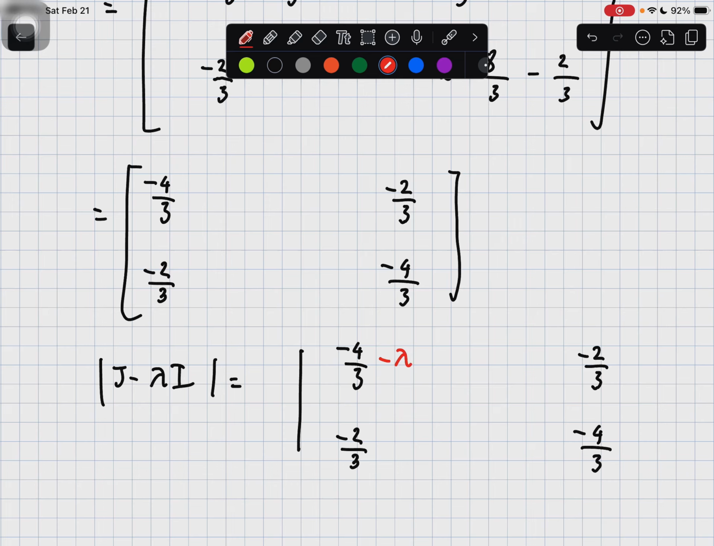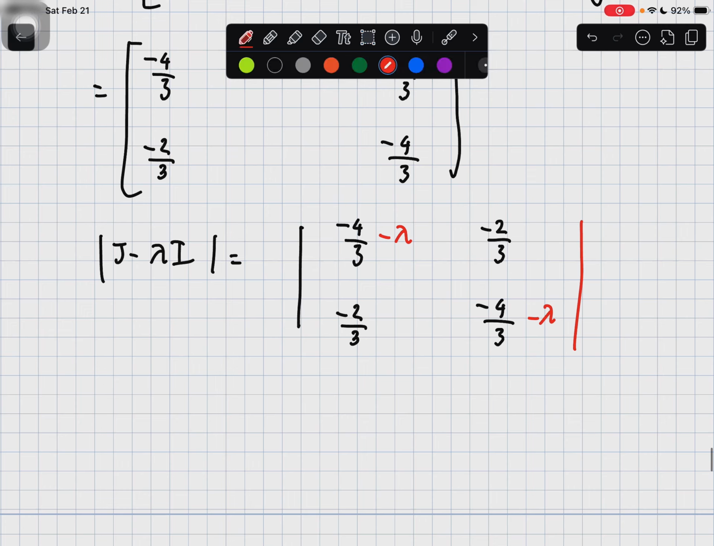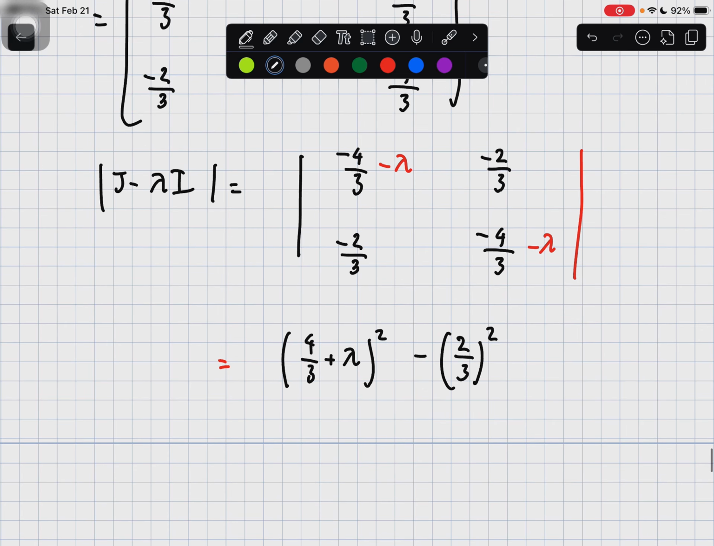Minus lambda, minus lambda. So we have 4 over 3 plus lambda squared. Originally it is minus here, but it's squared, so I can get rid of this minus. And minus 2 over 3 squared. Do the same thing: minus this one times this one, so minus this one squared equal to 0.